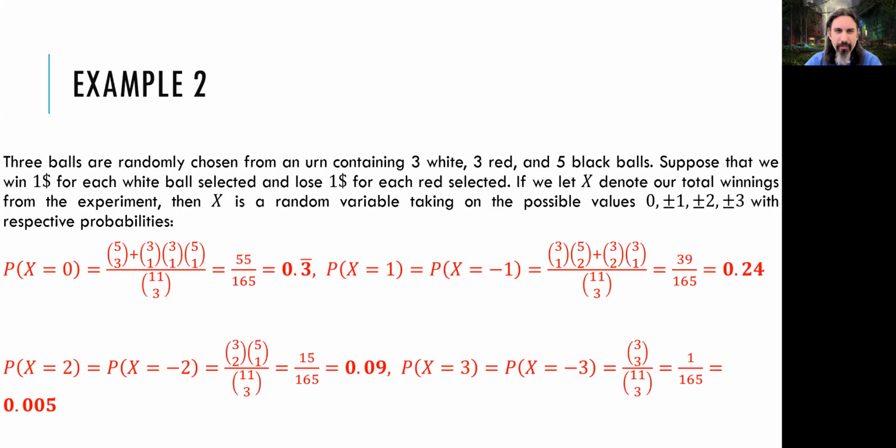Now, for getting a winning of 1, I have 2 options once again. I can either pick 1 white ball and 2 black balls, which is 1, 0, 0, a total of 1. Or I can pick 2 white balls and 1 red ball, which is 2 minus 1, again a total of 1. So for 1 white and 2 black, I have 3 choose 1 and 5 choose 2. Or I could pick 2 white balls out of 3 and 1 red ball out of 3, 3 choose 2 and 3 choose 1. Again, I have a sample space of 11 choose 3. From here, I get 0.24.